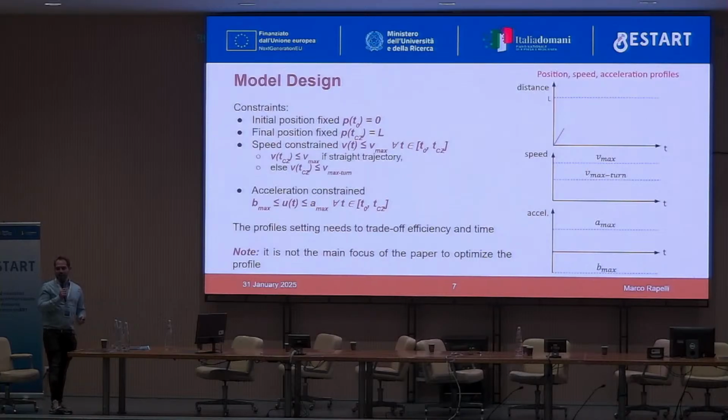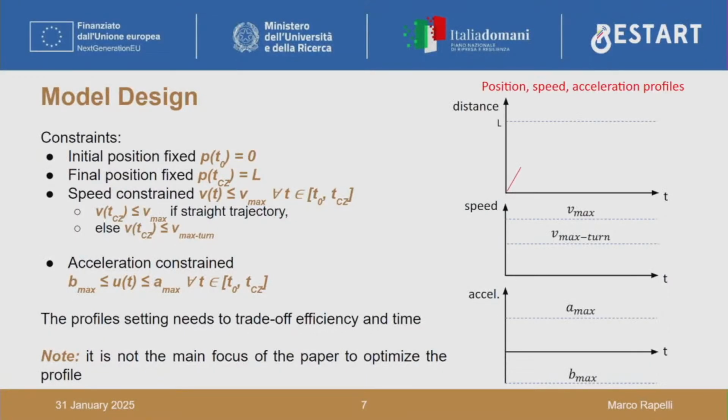There are only a few constraints on the motion pattern of the ego vehicle. In particular, the initial position and the final position have to be fixed to the beginning of the control zone and the beginning of the conflict zone, respectively. The speed is also limited to a maximum speed or a lower maximum turning speed in case of turning inside the conflict zone. And also the acceleration is limited between a minimum and a maximum value. Note that the profile setting needs a trade-off between efficiency and time, but the profile optimization here is not the main focus of this work, which is instead the scheduling of the priorities of the vehicles at the intersection.